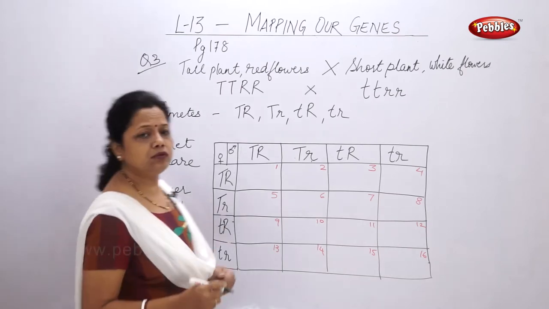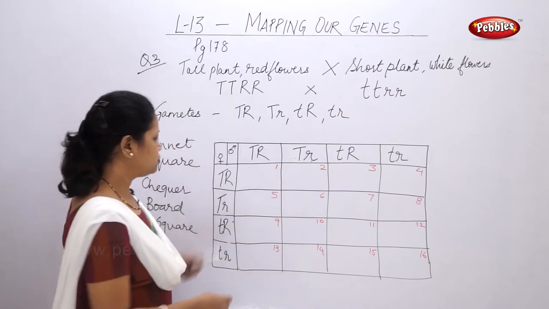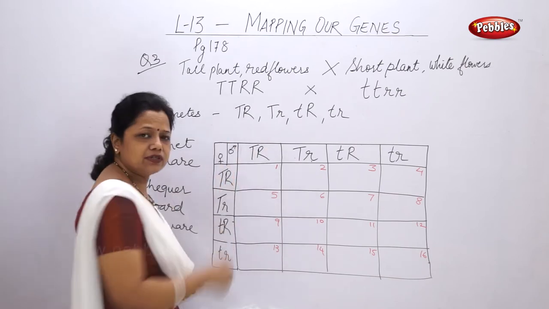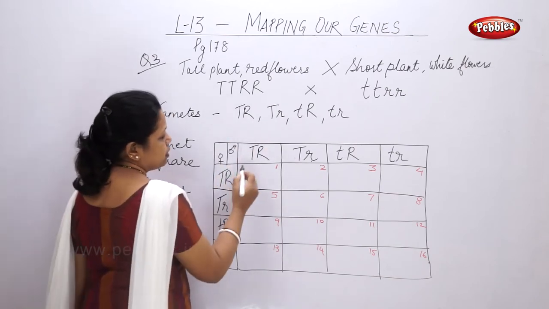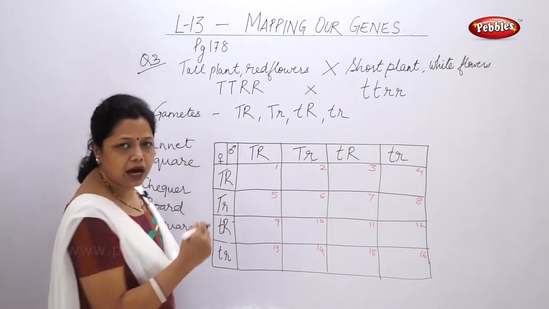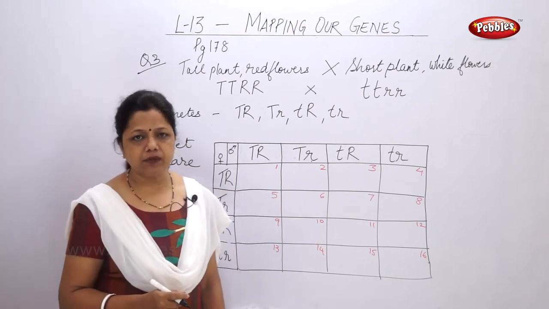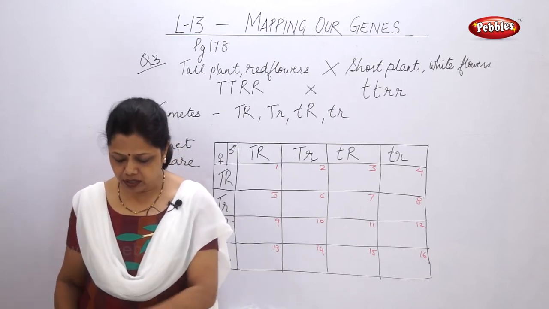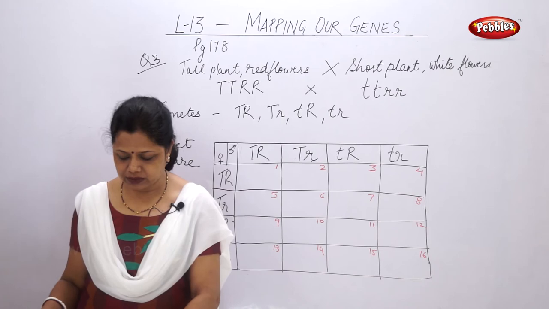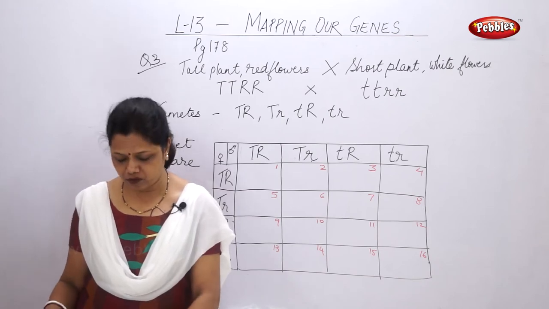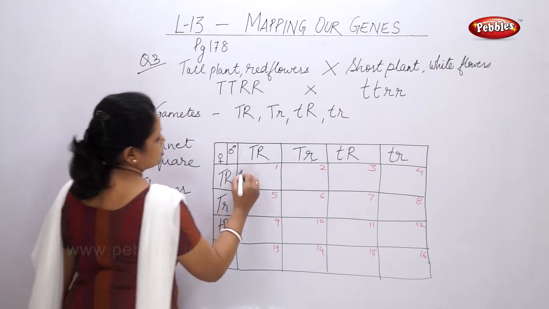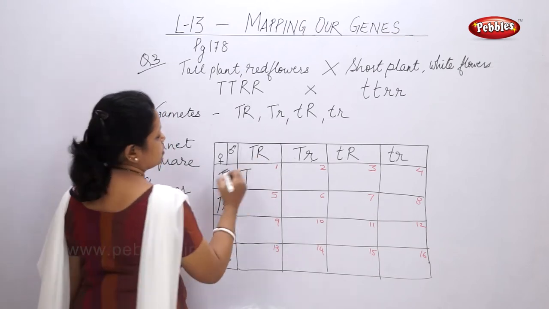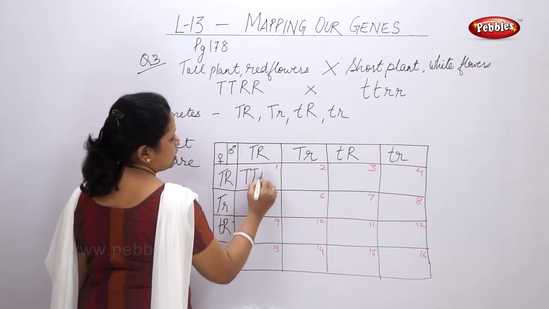So now how to show the combinations? We have to start with how the crossing will take place. These gametes and these gametes will cross over. So what will be formed? You can see TT, TR, TR, so capital T's and capital R's. How will we write it? You have seen this in the case of red and yellow flowers. We'll write tallness together and red flowers together, so T and T, R and R.